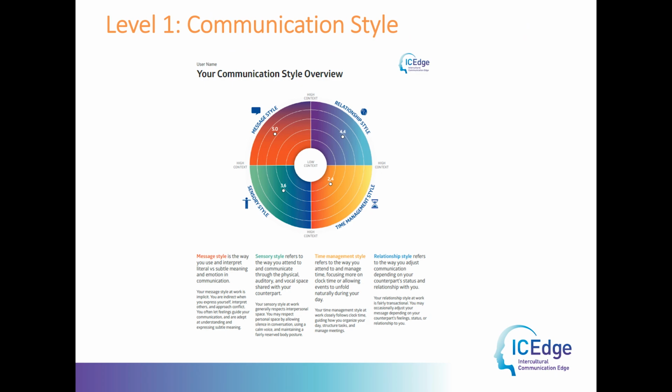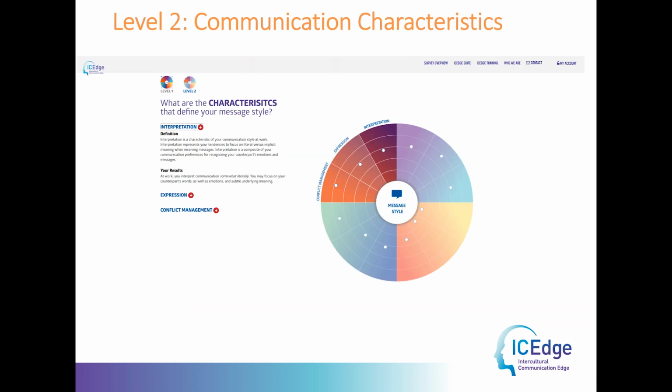So at level 1, as I mentioned, individuals will just see a single score for each of the 4 quadrants in the model. This is again on the online interactive feedback. And so you'll see here in this slide, for each of the 4 quadrants, the individual sees the definition of the quadrant. For example, on the far left, message style is the way you use and interpret literal versus subtle meaning and emotion in communication. And then underneath that, the user gets some specific interpretation about what their particular score means. So that's level 1.